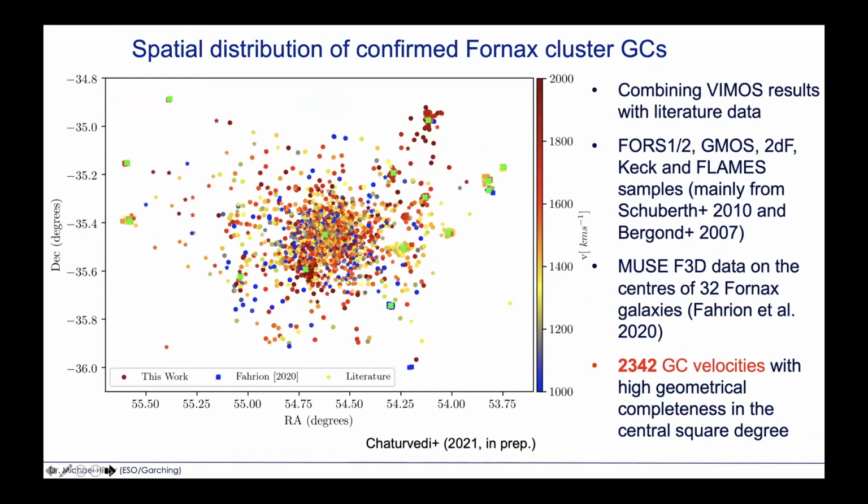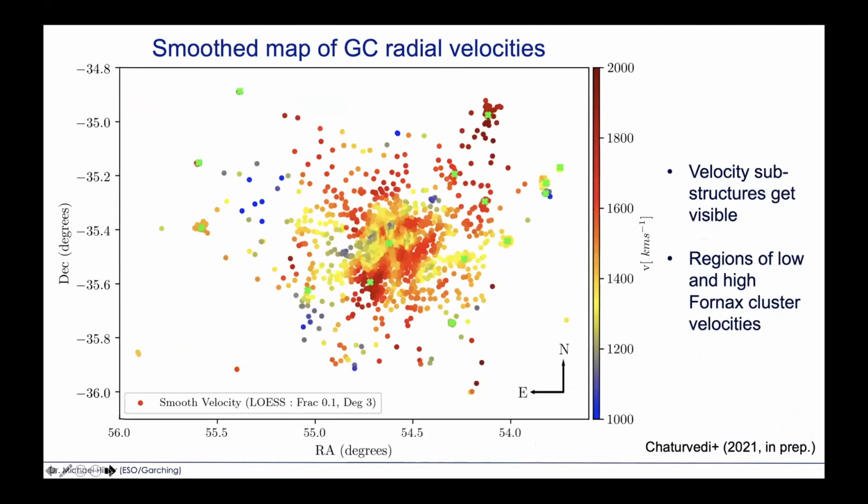Adding also all literature values, I should say, and the F3D work from Katja. So we added up to more than 2,300 globular clusters. Here you see the velocities, but I smoothed them a little bit, and then you might see that we see some kind of substructures. You have a high velocity orientation to the northwest and in the southeast. You have this east-west elongation. You have low velocities mostly on the east side here.